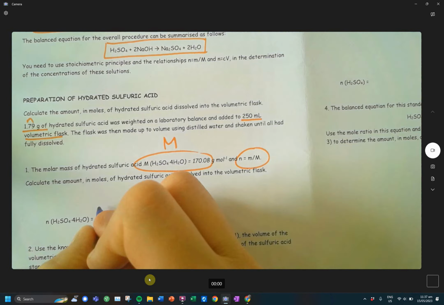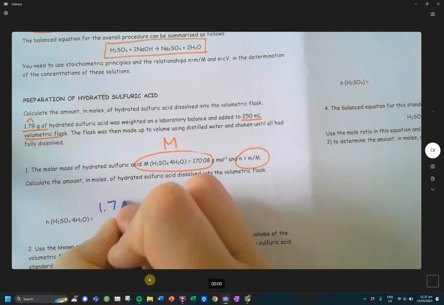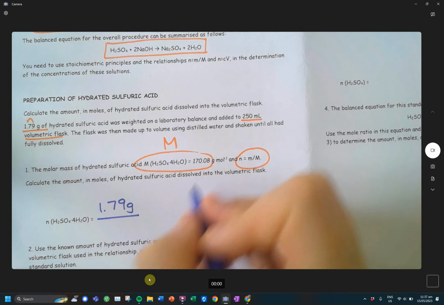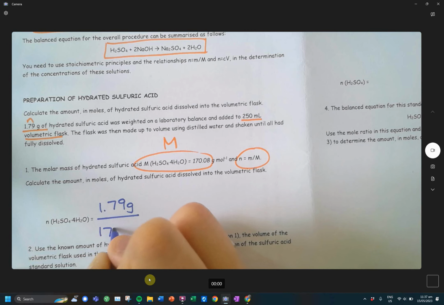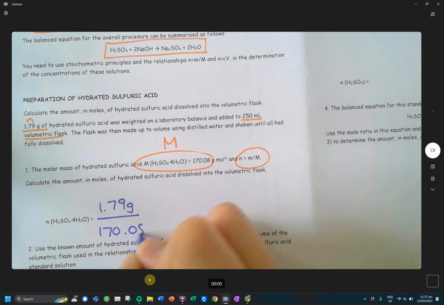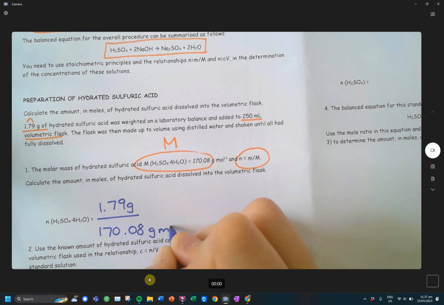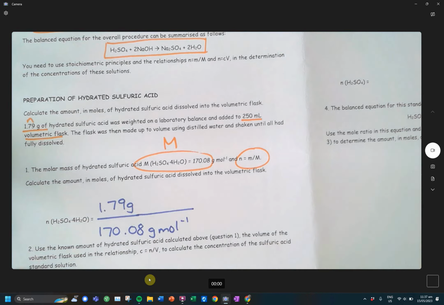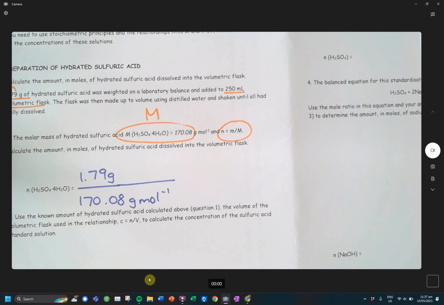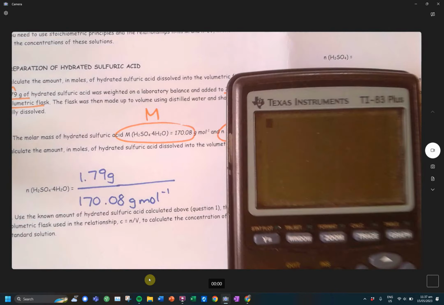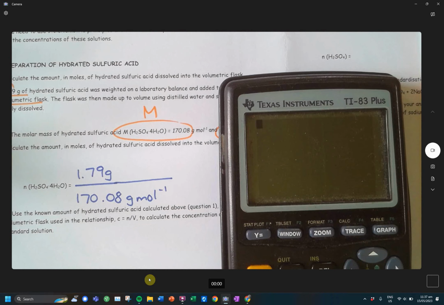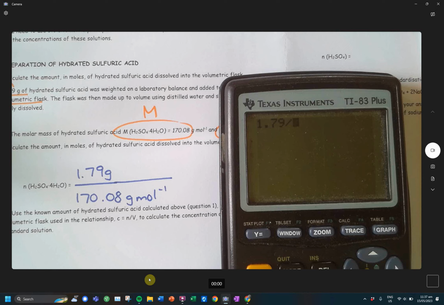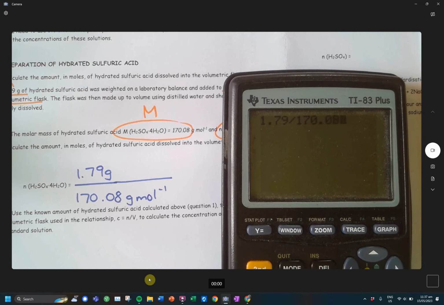So I'm going to do the 1.79 grams divided by the 170.08 grams per mole. Are we good with that? I personally like to keep my units down just to make sure that I am doing things correctly. And I just checked my calculator was working for me. You guys can see that. So 1.79 divided by 170.08, and then that gives me the number in moles.